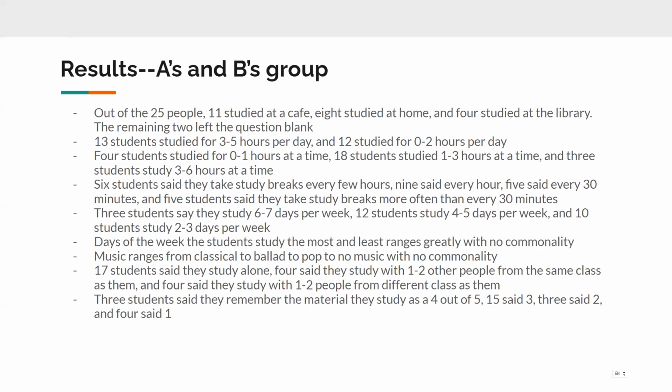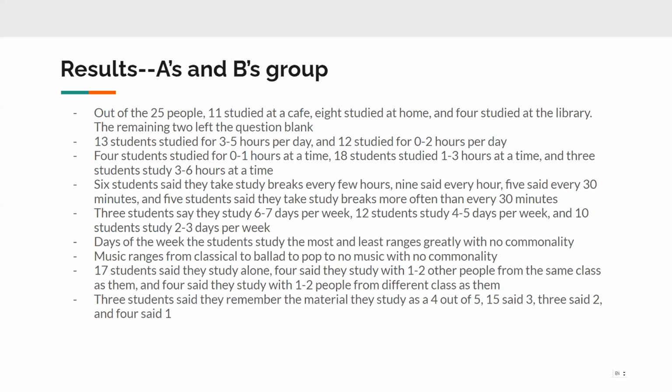3 students said that they study 6 to 7 days per week, 12 students study 4 to 5 days per week, and 10 students study 2 to 3 days per week. Similarly to the straight A's groups, the days of the week that the students study the most and least ranged greatly with no commonality. And music as well ranged from classical to ballad to pop to even no music that they listen to when they study, which again also has no commonality between all the people.